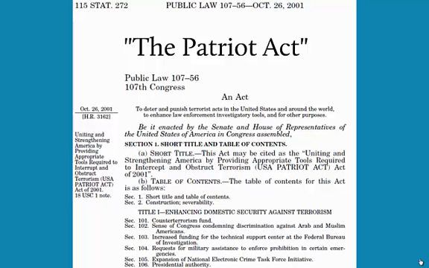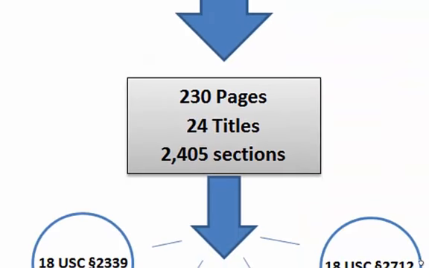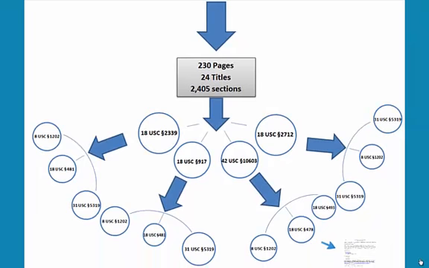This is how the Patriot Act appears in Statutes at Large. If you went to this citation in Statutes at Large, you could read the Patriot Act from beginning to end, just as it was originally worded when it was passed by Congress. When the Patriot Act is codified and published in the U.S. Code, however, it is divided into 230 pages, located in 24 separate titles and 2,405 sections of the U.S. Code. Here is an illustration of what that separation looks like.